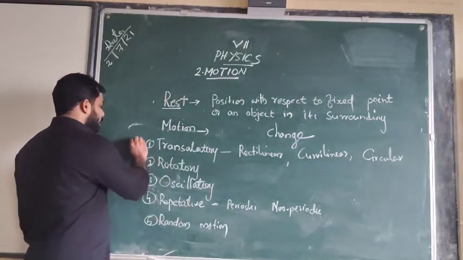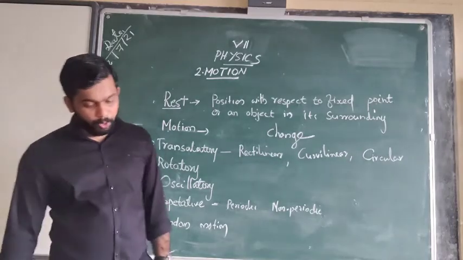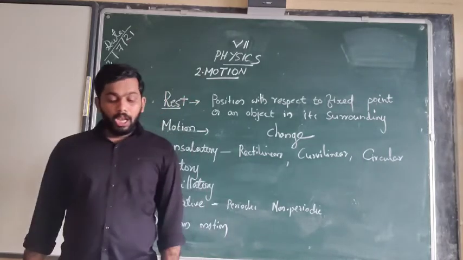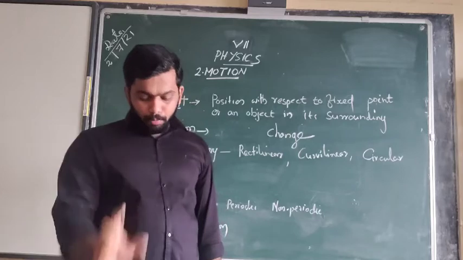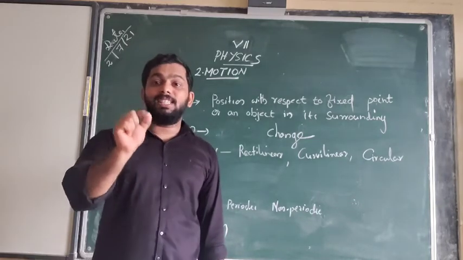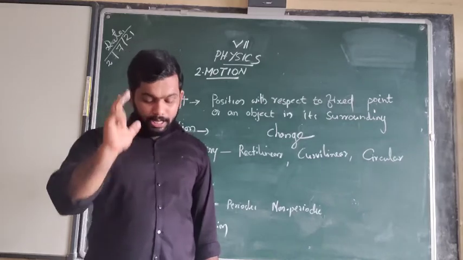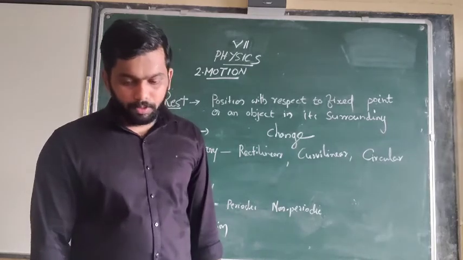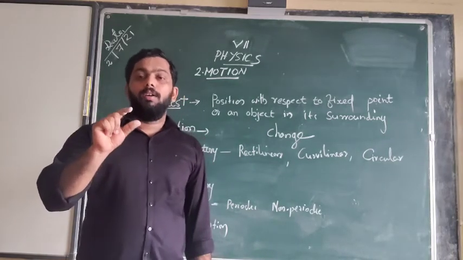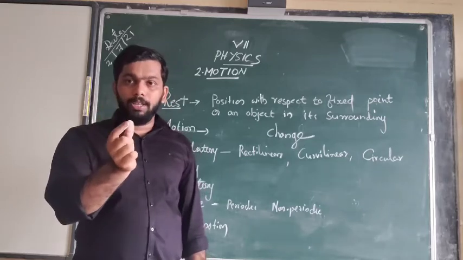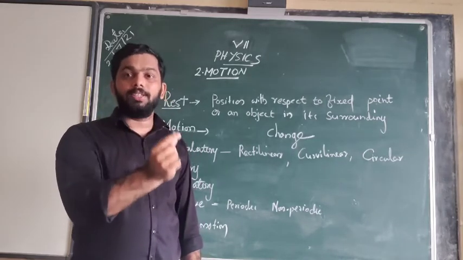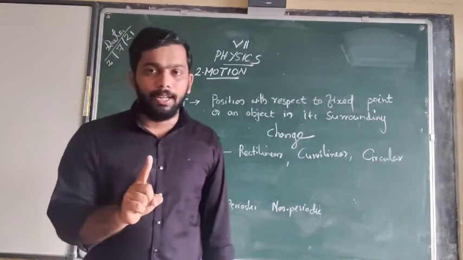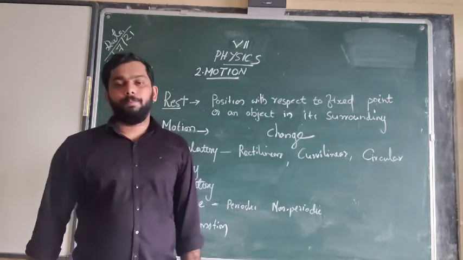First one, translatory motion. What is translatory motion? If an object is moving in such a way that every part of the object moves through the same distance in the same interval of time, then we can say that the object is under translatory motion.